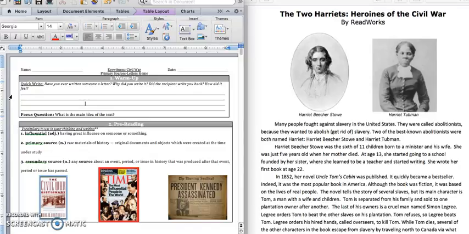It says, have you ever written someone a letter? Why did you write it? Did the recipient write you back? How did it feel? Press pause to write down your answer and play when you're ready for the focus question. We want to know what is the main idea of the text.